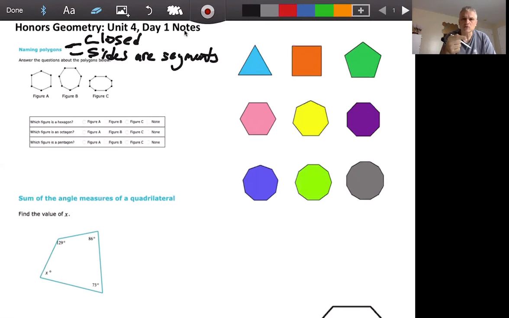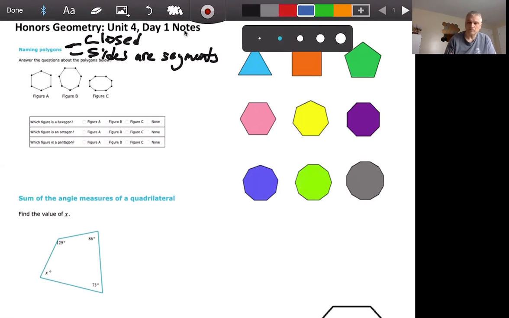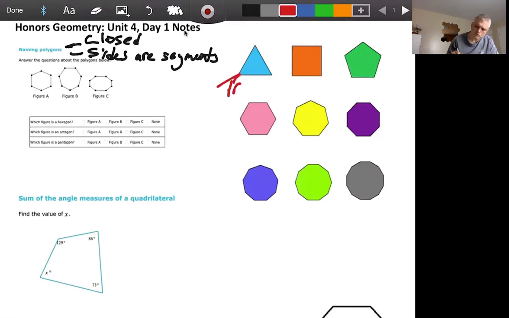So they're closed, which means that both of the endpoints are connected to other sides, and the sides themselves are line segments. Right now, naming them, hopefully you know most or even all of them. I would think that most of you would know most of these. Obviously a 3-sided polygon is a triangle. 4-sided is a quadrilateral. And you could Google these or just look them up, but we'll go through them quickly here. 5-sided is called a pentagon.